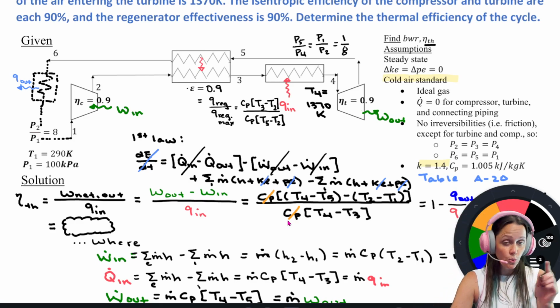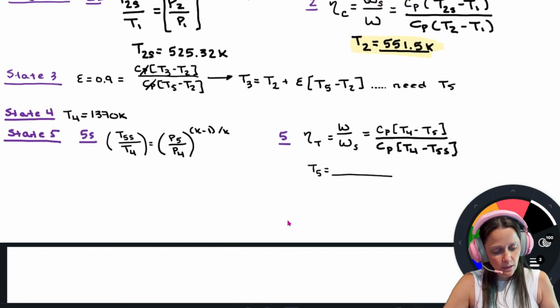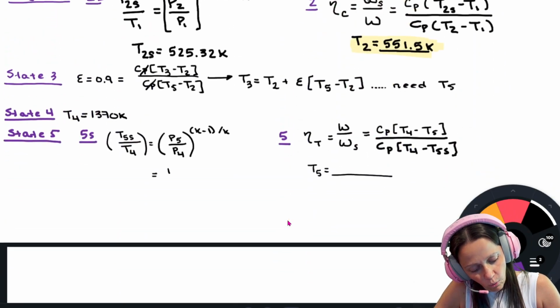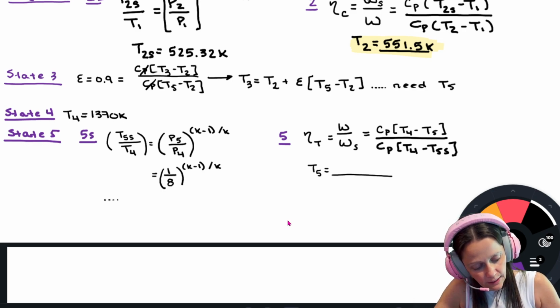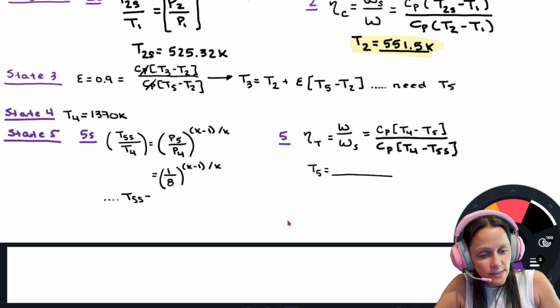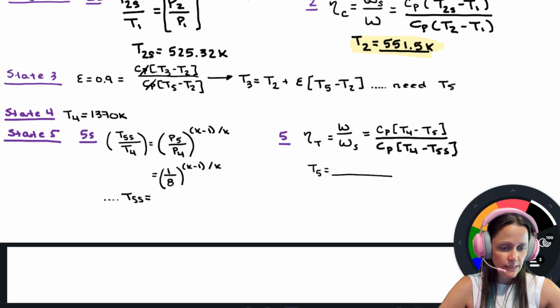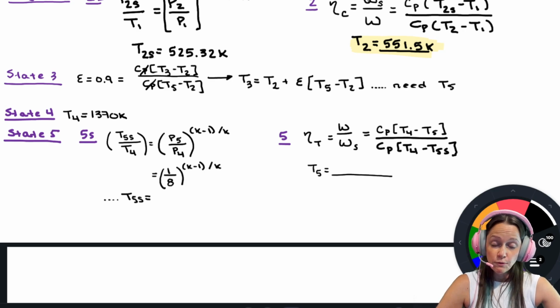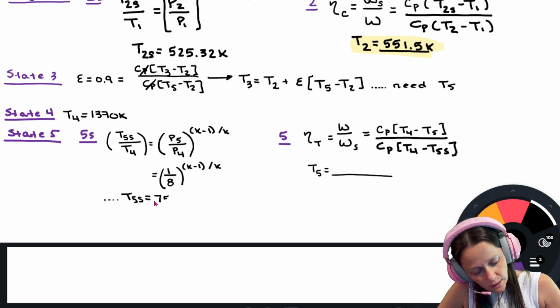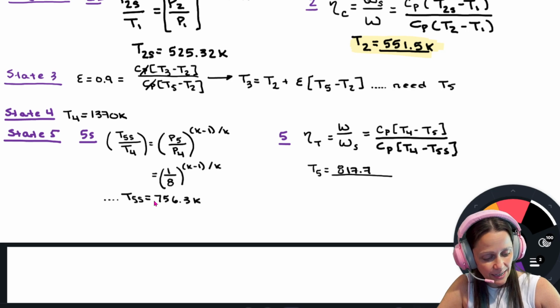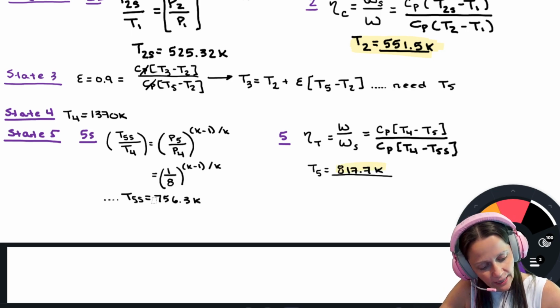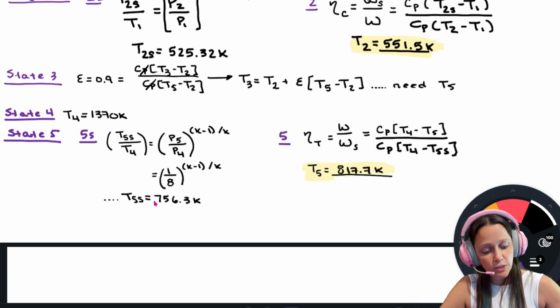So let's go back to our equation, 1 over 8. So this is going to be 1 over 8 to the (k minus 1) over k. And so I've got a T5S. Let's see what it is. T5S ends up being 756.3. And then my T5 ends up being 817.7 Kelvin. And I'm going to highlight that because I'm going to plug it into my governing equation.